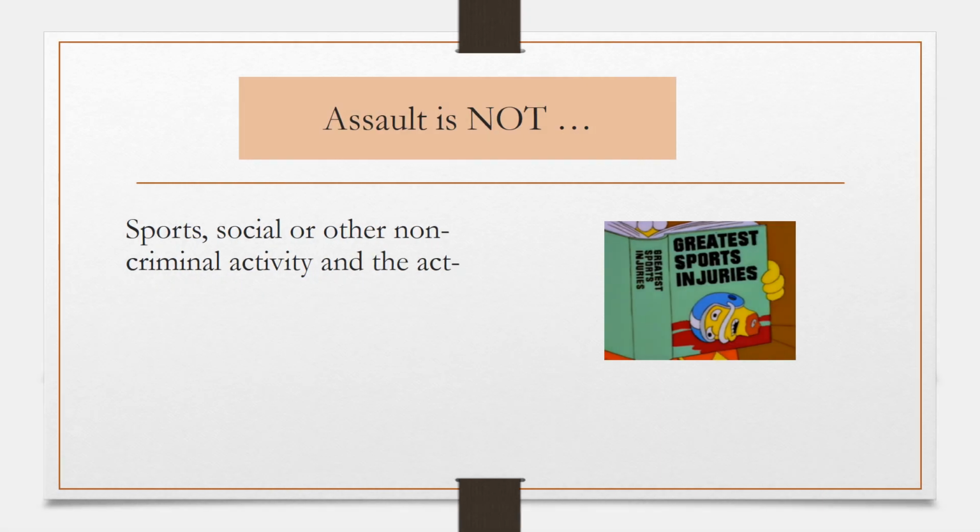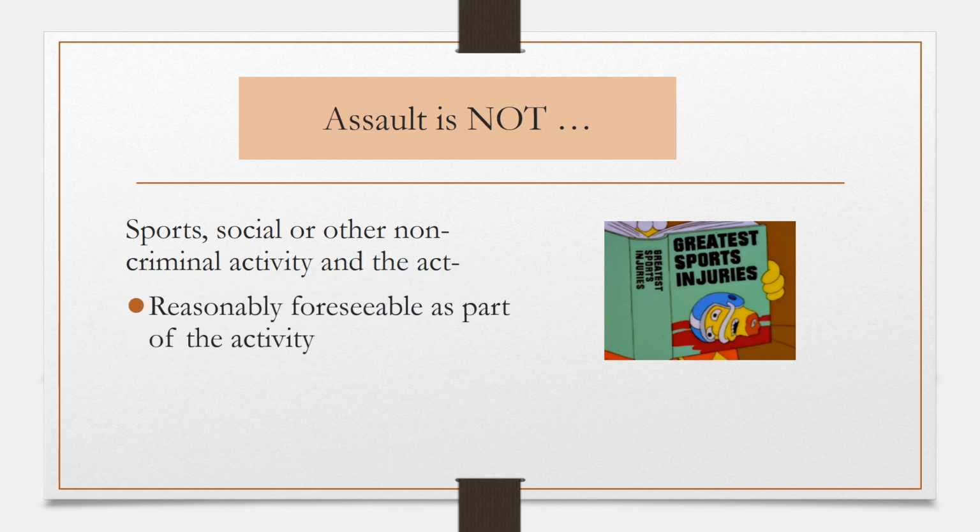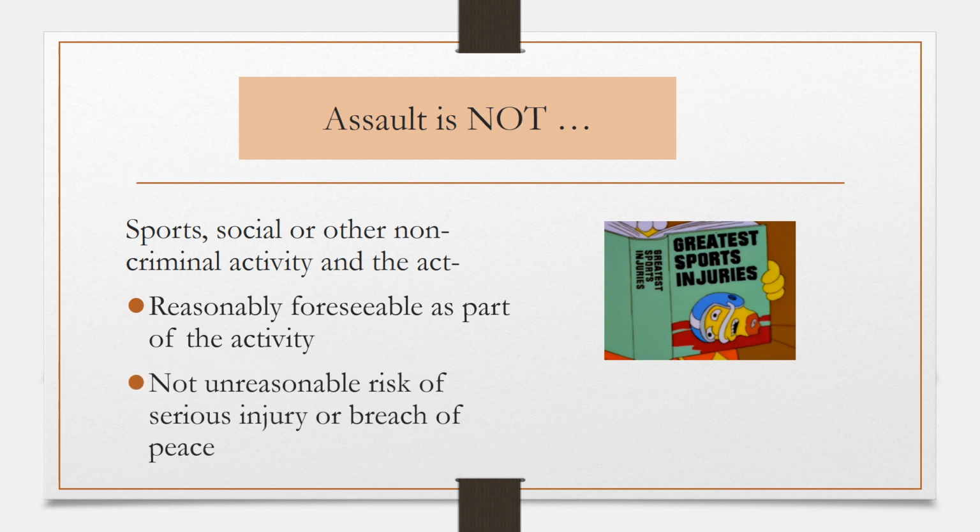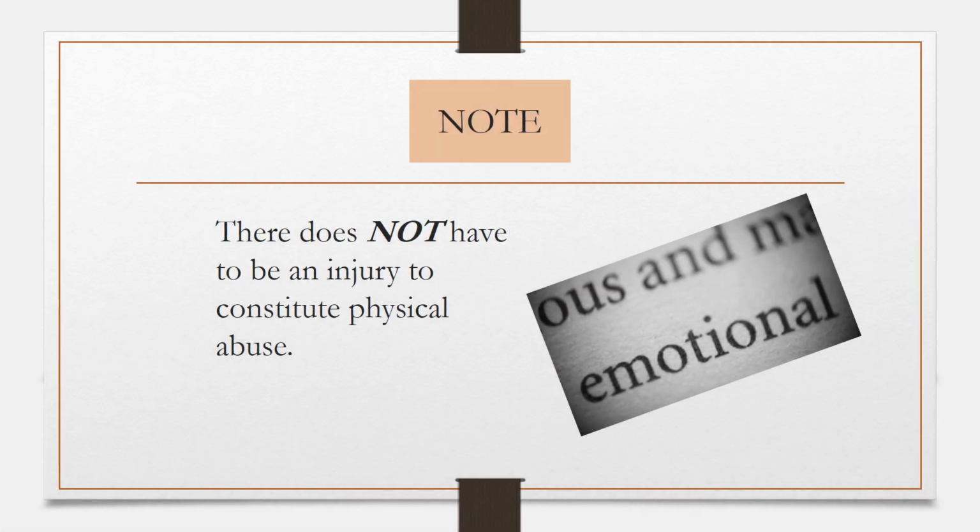An act shall not be considered an assault when the person doing the act and the other person involved are voluntary participants in a sport, social, or other activity that is not in itself criminal, and the act is a reasonably foreseeable incident resulting from that sport or activity, and it does not create an unreasonable risk of serious injury or breach of the peace. It is important to remember that there does not have to be an injury to constitute physical abuse.